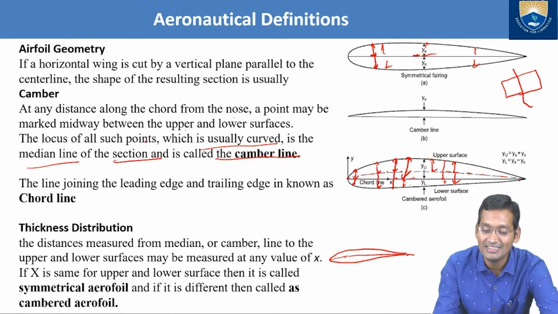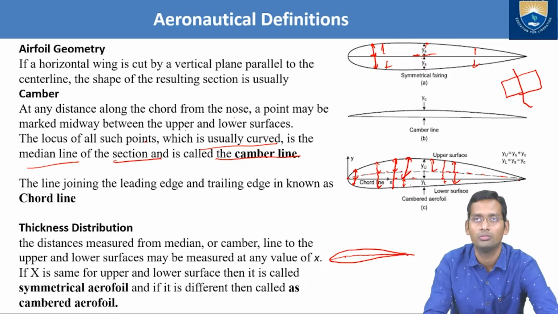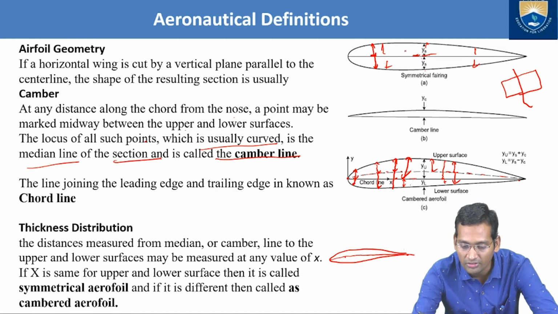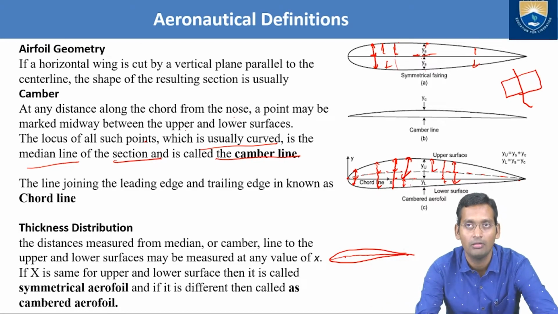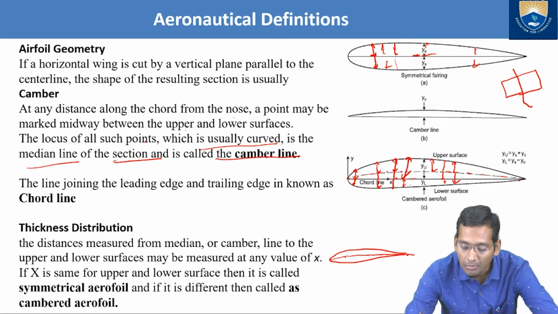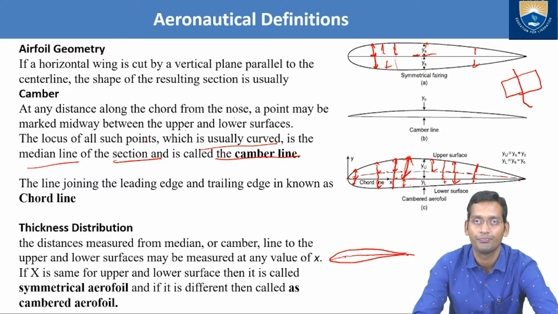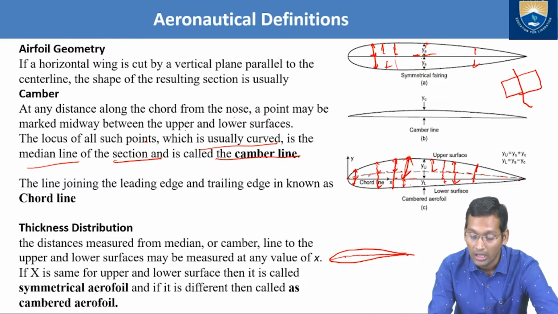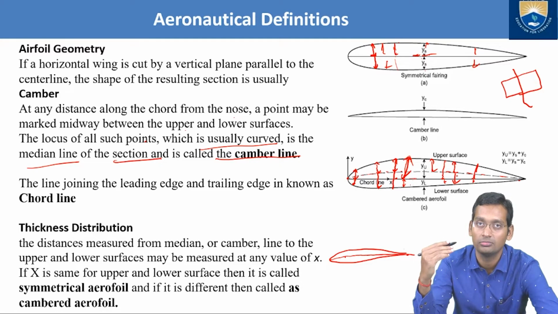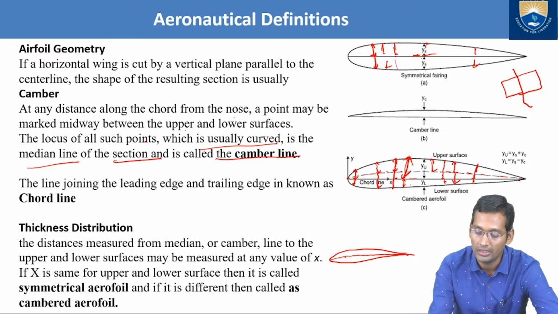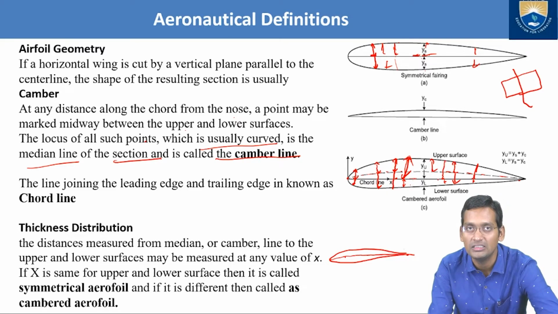So now, thickness distribution. So thickness means what? How much is there? From here, you can see it's distributed evenly from this cambered line or chord line. But in this case, you can see this is a chord line, and here it's more above this line. Just see, from here to here it's there, but in this case it's very less. So how much thickness is there above the chord line and below the chord line? That is the thickness distribution.